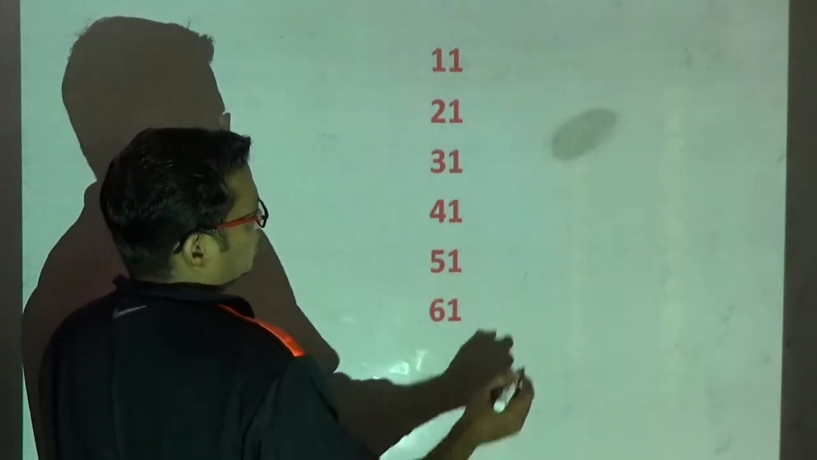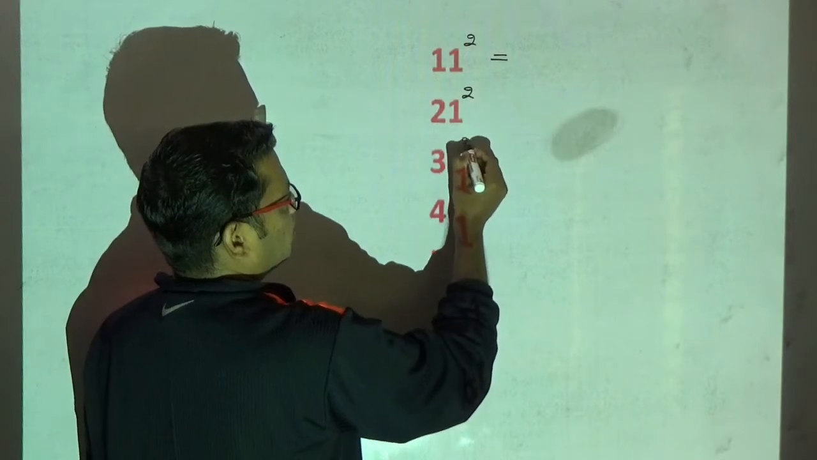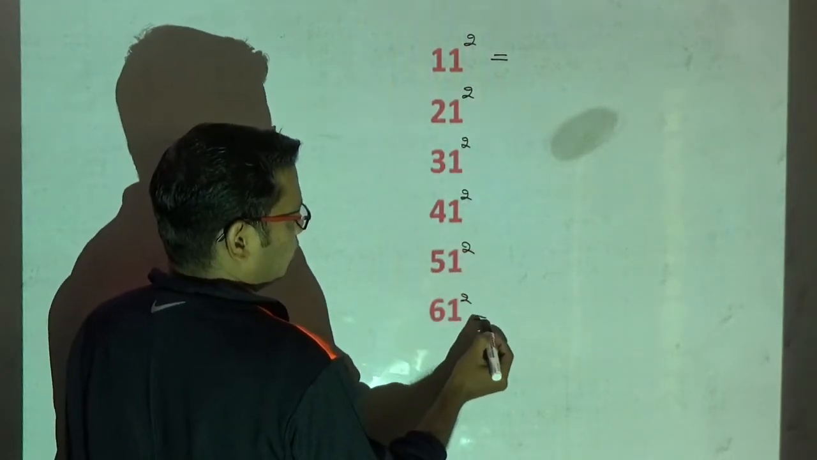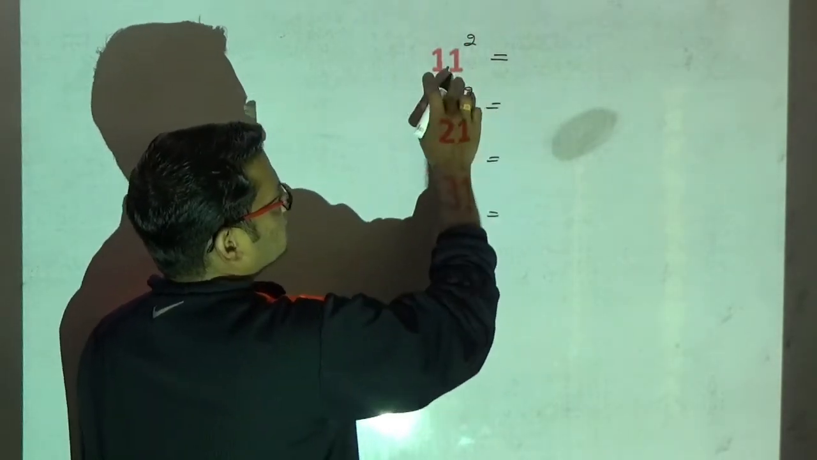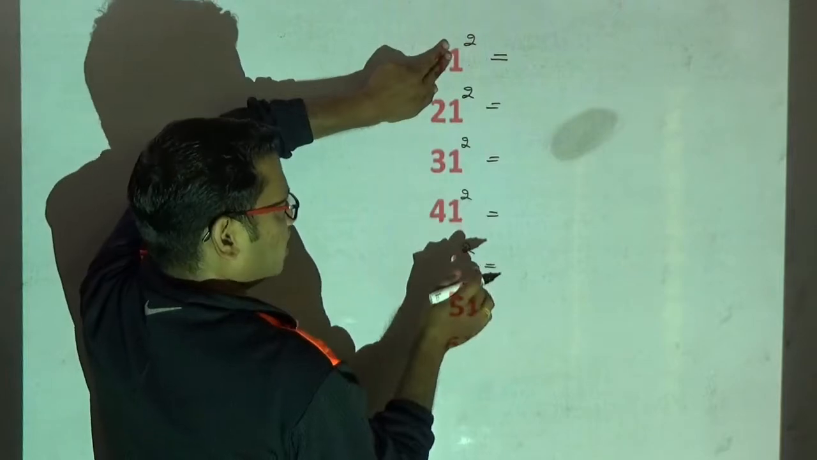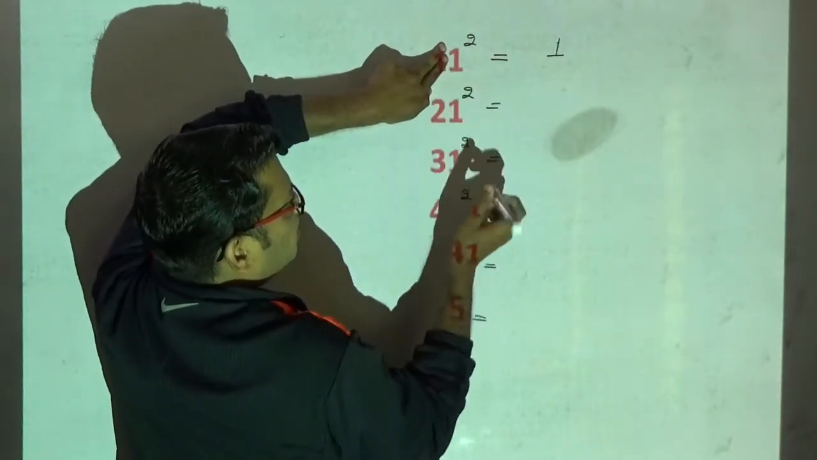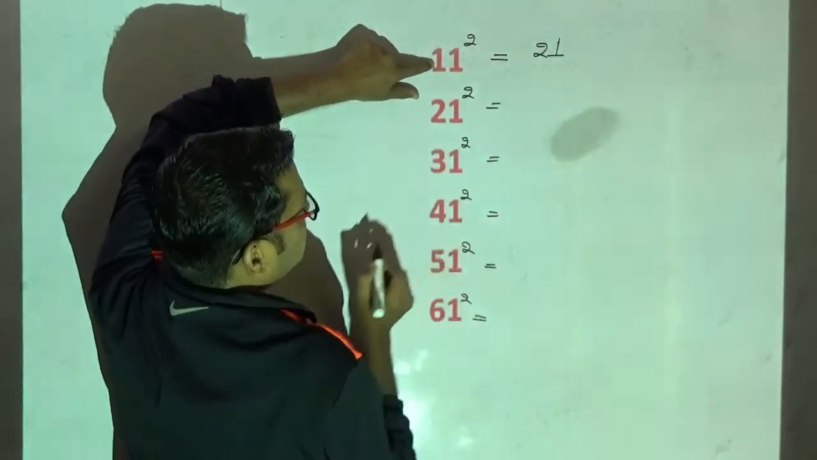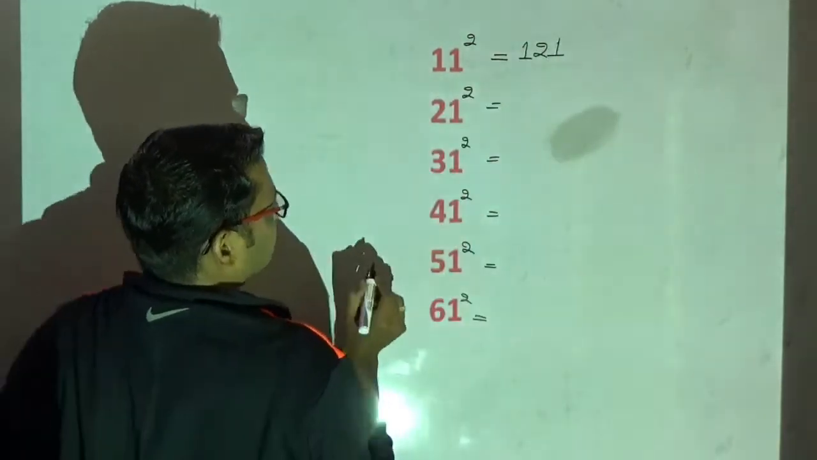I am going to explain how to do squaring of a number ending with 1. Please observe very carefully. The units place is 1. What is 1 square? 1. Then double the 1, it becomes 2. 2 into 1 is 2. And what is in the tens place? 1. Square it, it is 1. So the answer for this is 121.